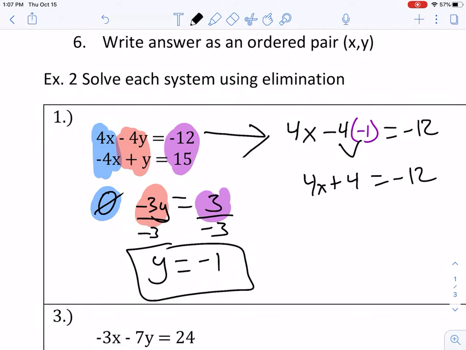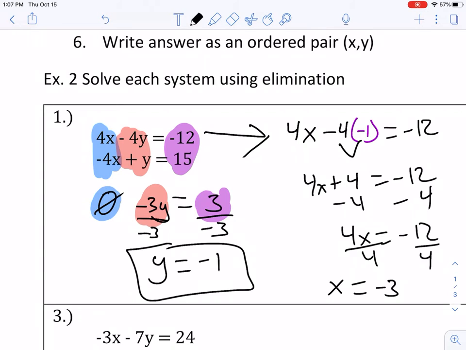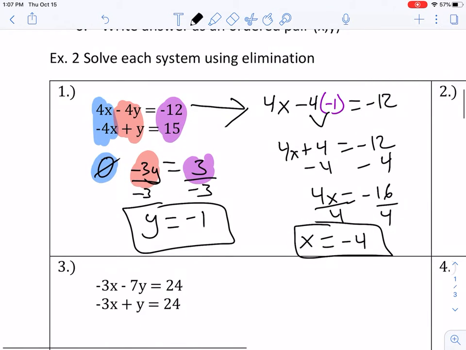Rewrite everything else. Now I'm solving a two-step equation. So I'm subtracting 4 from both sides, and then dividing 4, and x equals negative 3. Oh, sorry, nope. I didn't actually put 12 and negative 4 together. I got way ahead of myself. That's 16, and then negative 16 divided by 4 is negative 4. So those are my two values, and then I'm writing them as an ordered pair. I'll do that in this box right here. Parenthesis, negative 4, comma, negative 1, close parentheses.